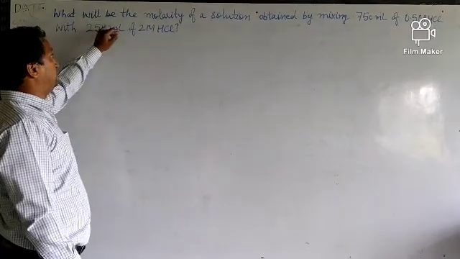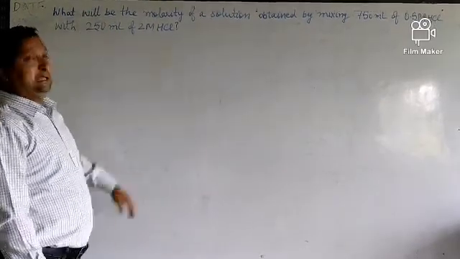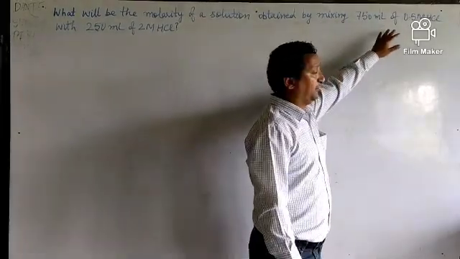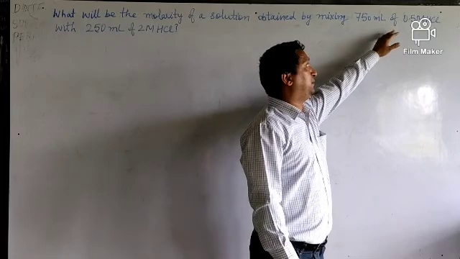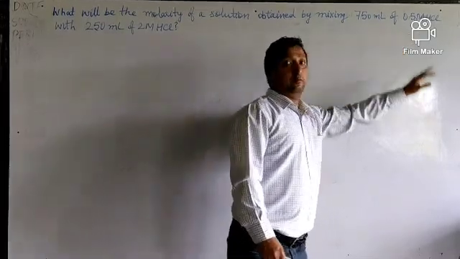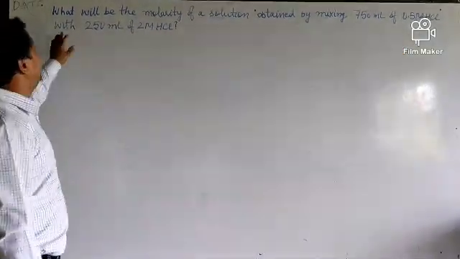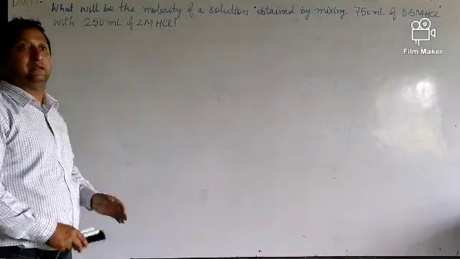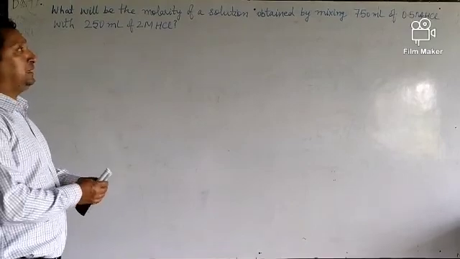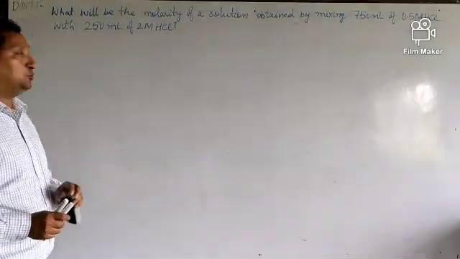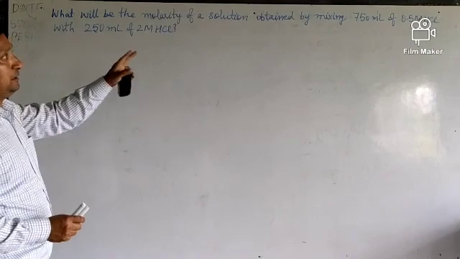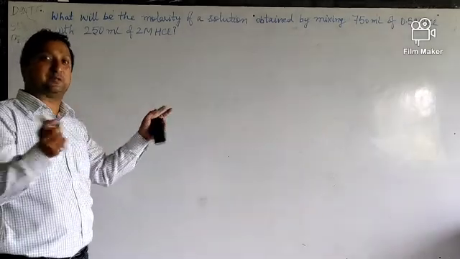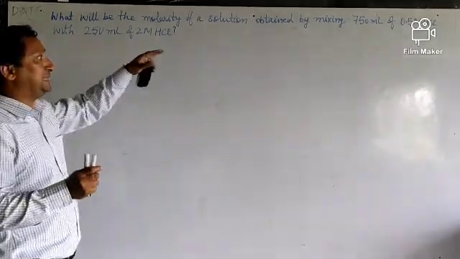Now there is a question, students. What will be the molarity of a solution obtained by mixing 750 milliliter of 0.5 molar HCl with 250 milliliter of 2 molar HCl? Now what is there? Here two solutions are mixed. Those two solutions are the same, that is HCl. So the substance is the same, only the molarity is different.